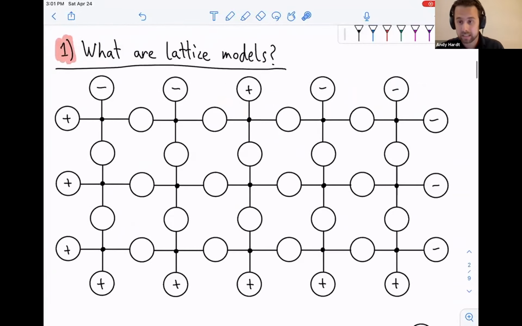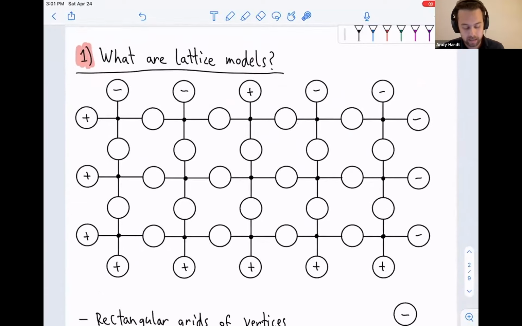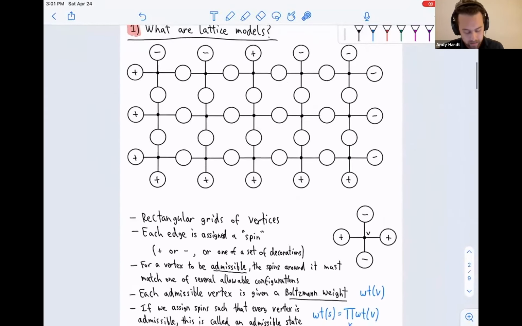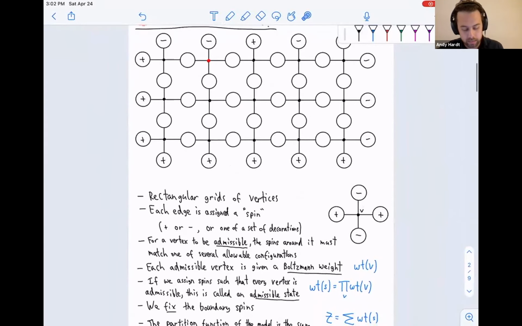I've built them up. Basically, they look like this. There are these rectangular grids of vertices. There are other kinds of lattice models that don't look like this, but we're going to focus here. So you can see here each vertex is where two lines cross. And these circles kind of don't exist. They're just a place for us to put a spin. So each edge between two vertices has a spin. And in this case, we can fill it in as either a plus spin or a minus spin. And in other contexts, there can be other decorations too.